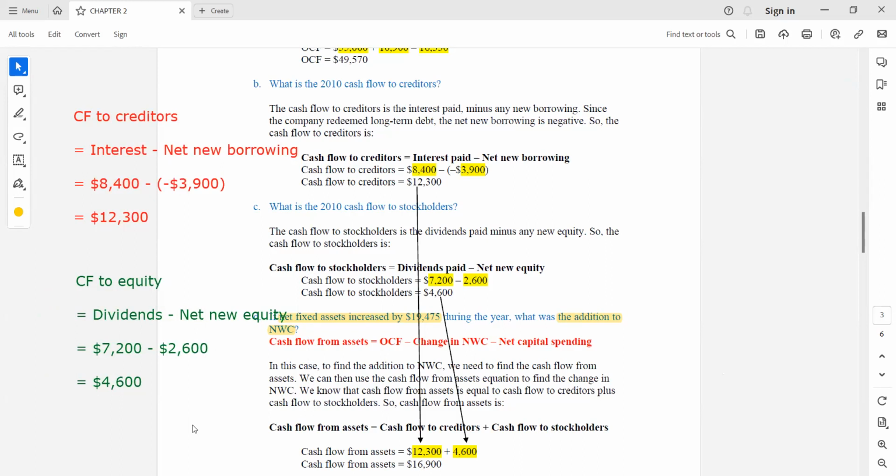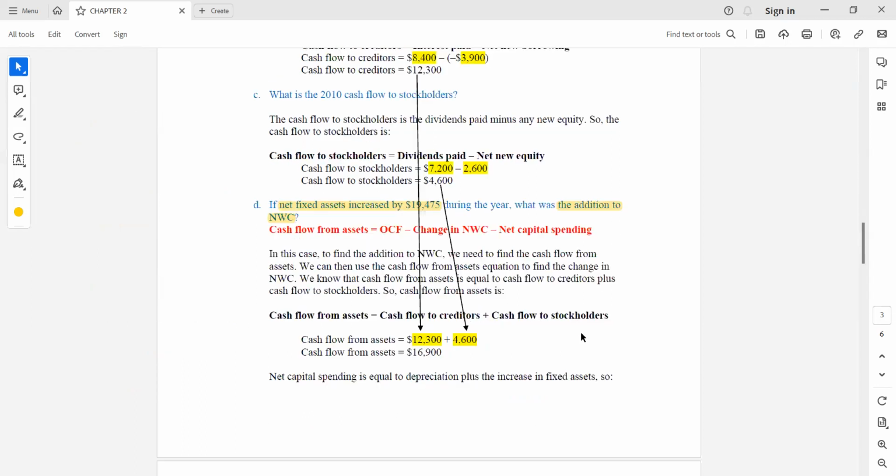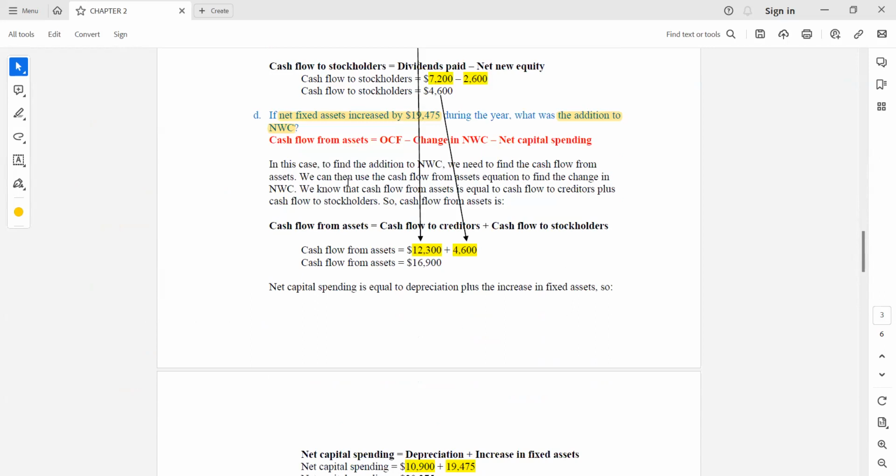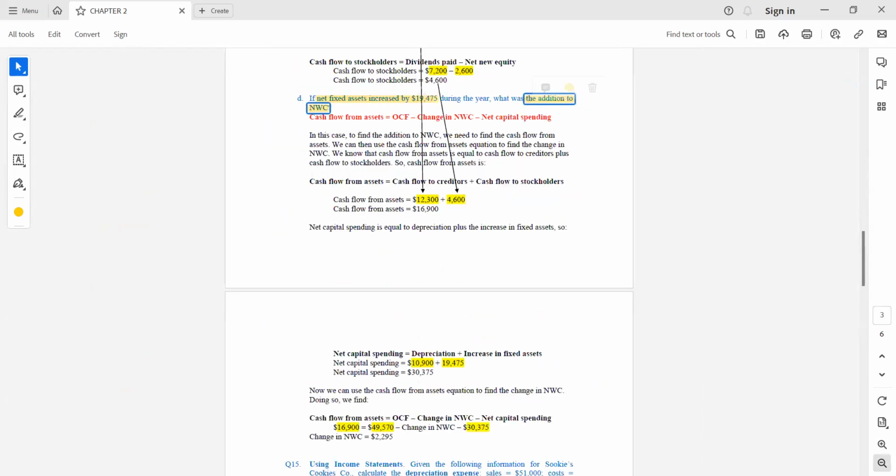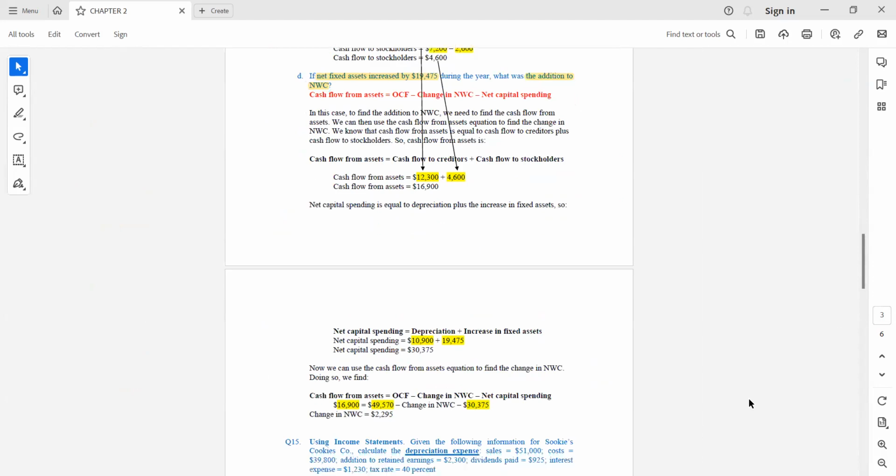Okay, then the next question will be a more difficult one. Let's try it and see if you can get the answers or not. Now let's move on to the most difficult one. Question D. If the net fixed assets increased by 19,475 during this year, what was the addition to the net working capital? First of all, they want us to calculate net working capital.